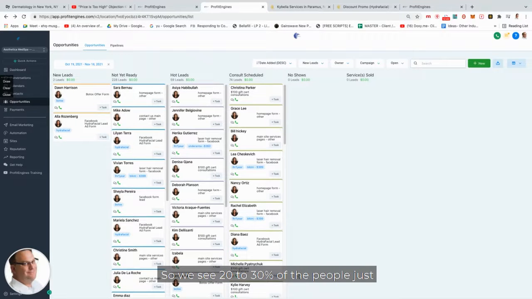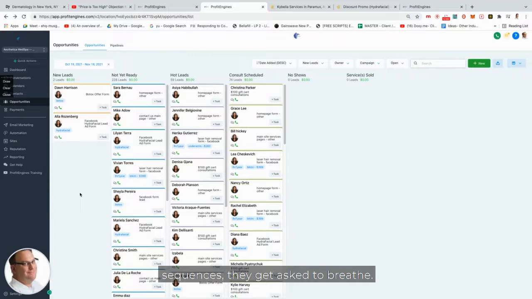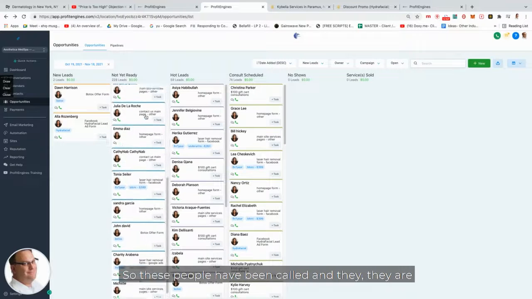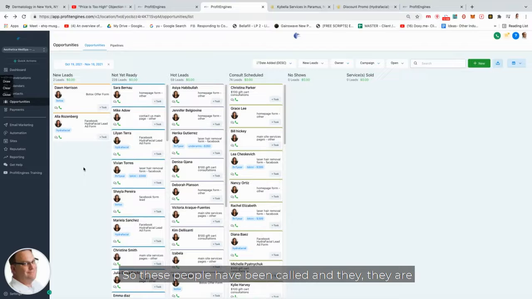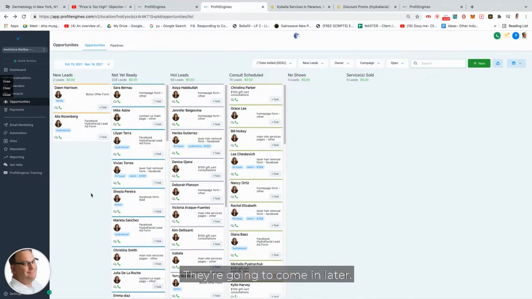So we see 20 to 30% of the people just get booked automatically. They come through, they pick a time, or they get through the automation sequences. They get asked to book. Now, another column you see here is not yet ready. So these people have been called, and they are in some way delayed, or they need to take time to make a decision, or whatever it might be. They're going to come in later.